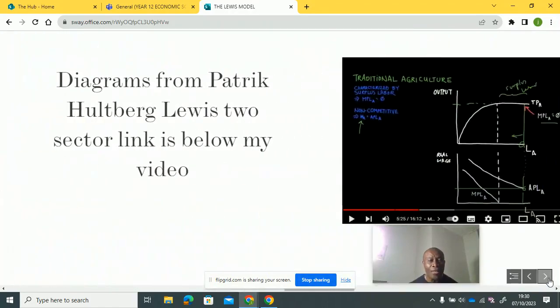This could be highlighted really well by this diagram. This is the diagram from Patrick Holdberg. His link is below, so if you want to have a look at his video, you can. And let me explain how this works.